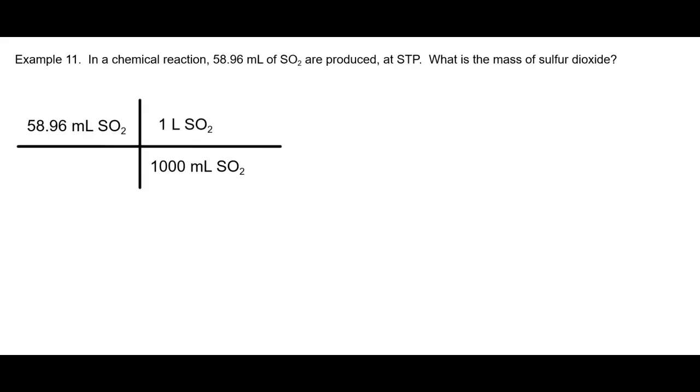So we know 1,000 milliliters equals a liter. And then we're going to have to have liters on the bottom. 22.4 liters of SO2 is equal to 1 mole of SO2. Remember that we keep the number with the unit in the conversion factor. So 22.4 always has to stay with liters, and 1 needs to always stay with moles.